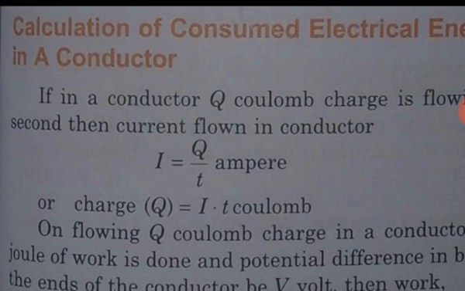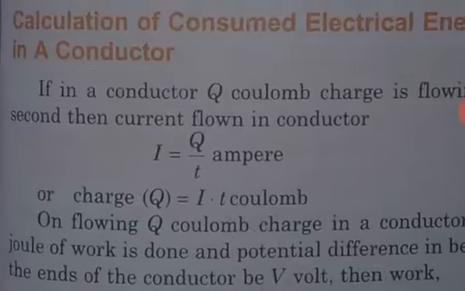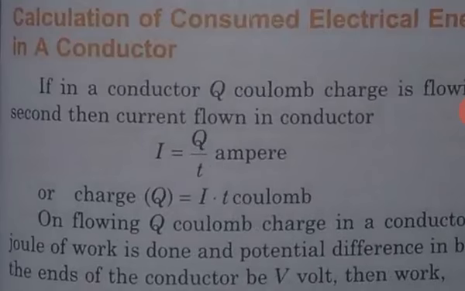If W joule work is done in flowing Q coulomb charge in a conductor in which the potential difference at the two ends is V volt, then according to the definition of the potential difference, V is equal to W upon Q. V means volt, the unit of W is joule and the unit of Q is coulomb.